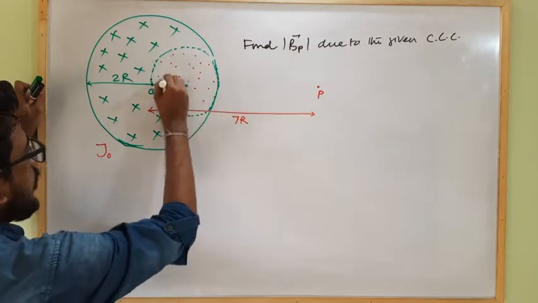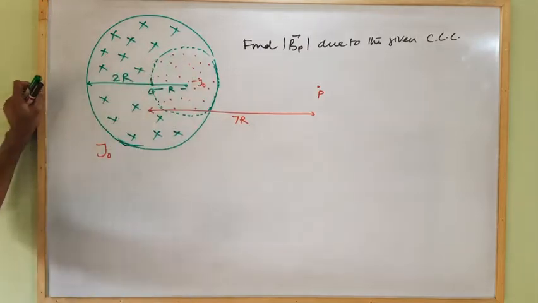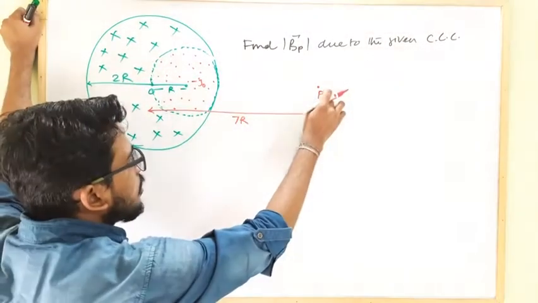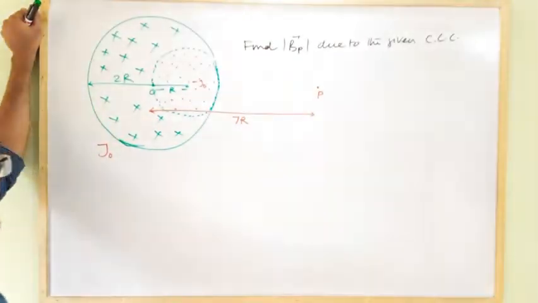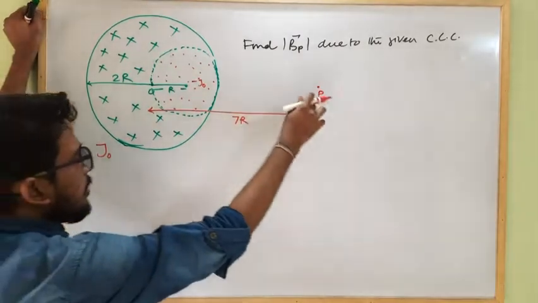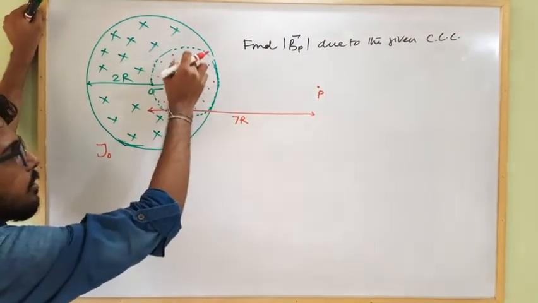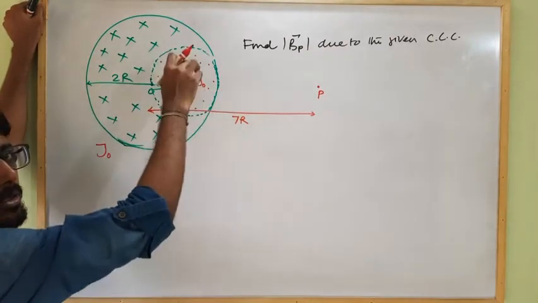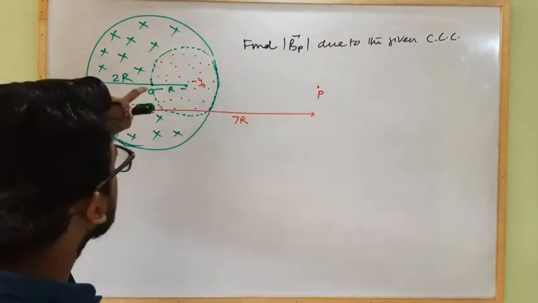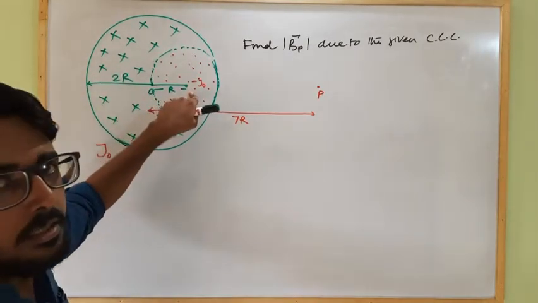Okay, the opposite direction, having current density minus J naught, or current density J naught in the opposite direction. Then for this we can calculate the net magnetic field strength at point P. Then subtract the magnetic field strength at point P due to this small current carrying conductor from the large current carrying conductor. It will give what? The magnetic field strength at point P due to the given system where there is a cavity of radius r.